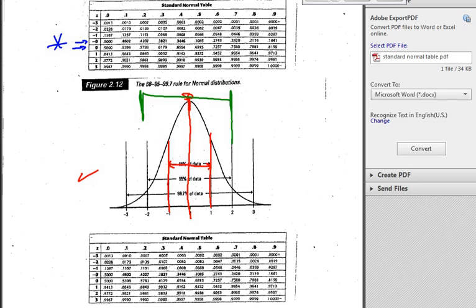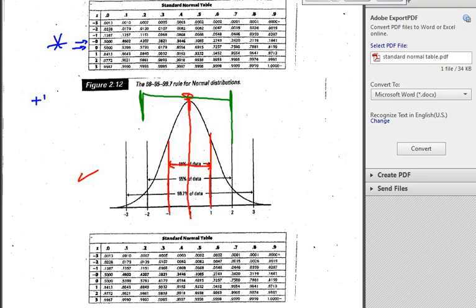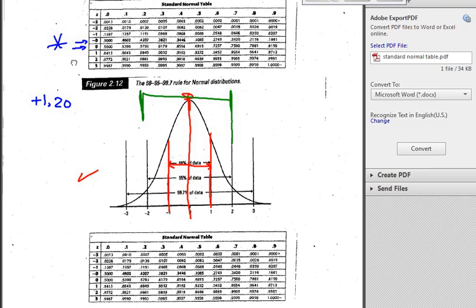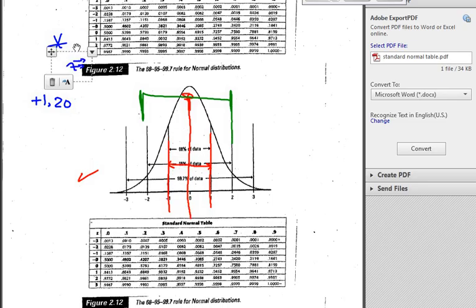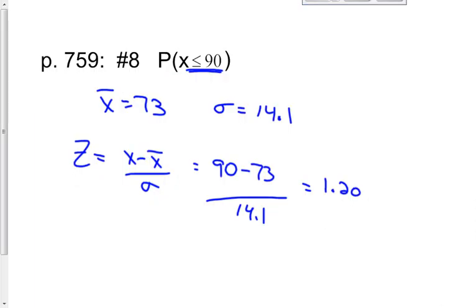The number that we have to deal with, I believe, was 1.2. So we're going to look at our table. We're going to go to positive 1. Positive 1 is right here, and 1.2 would be right here. So we're going to go across to 0.2, and this value will be the number that you're looking for. 0.8849. So my probability that I am less than or equal to 90 is 0.8849. You can leave these numbers. You don't have to change them if you don't want to. If you do, make sure you move your decimal 2 places to the right, and make sure you put a percent sign on there as well.